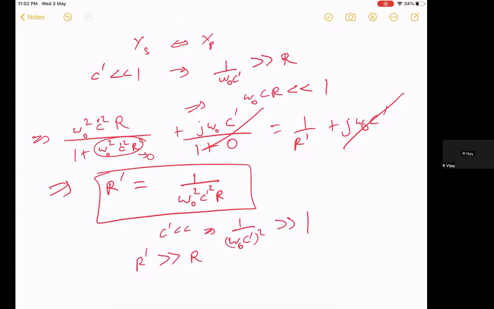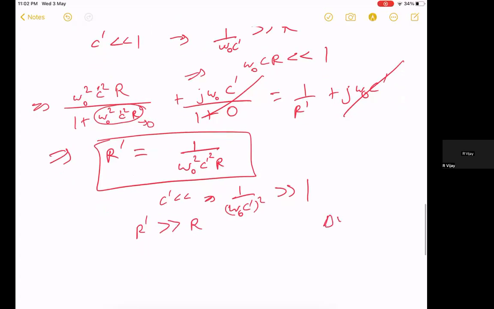And this is exactly what we want, because delta omega is going to be 1 over R prime times C plus C prime. So if R prime is much larger than R, that means that delta omega prime is going to be much smaller than delta omega, which is the value of the width without the coupling capacitor. And you actually see that it goes as the square. So if you double the capacitance, the width will become double.